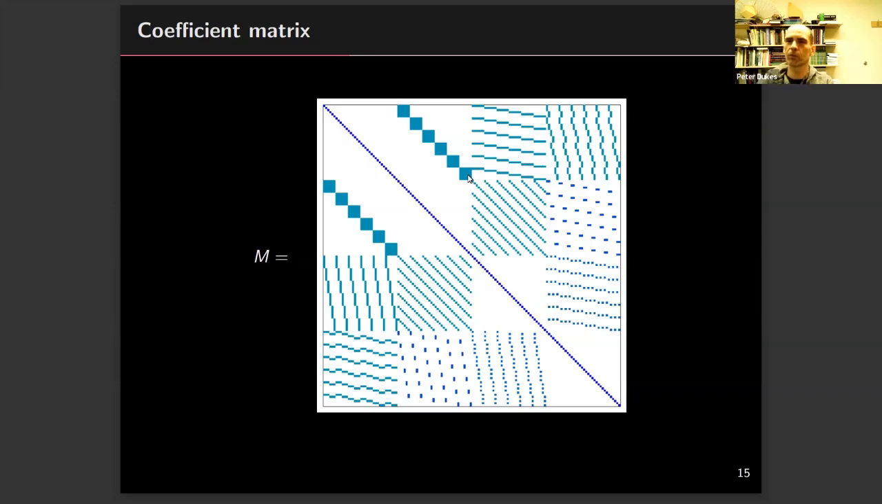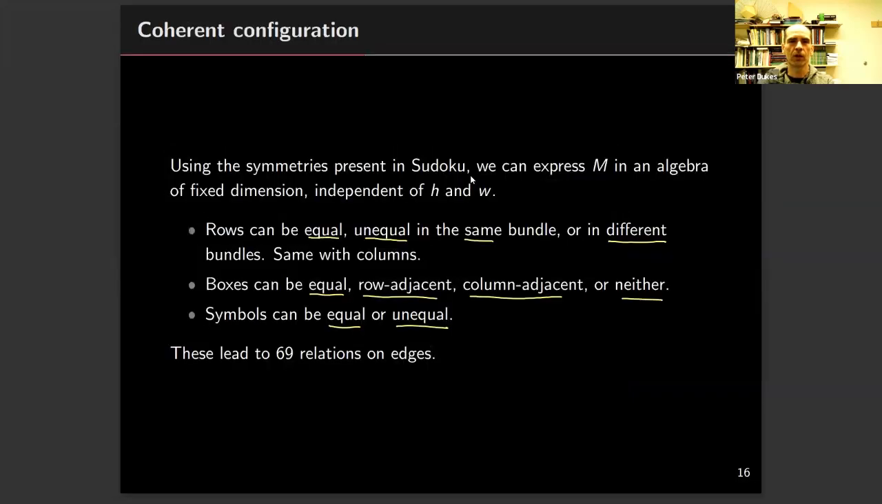in various other places. All right, so now there are some different relations that are present between edges, which are these row-column pairs. Sorry, row-column is a type of edge, but of course we've got row-symbol, column-symbol, and symbol-box. So rows could be equal or unequal in the same bundle, or they could be in totally different bundles. The same thing with columns. Boxes have a few different ways they could interact.